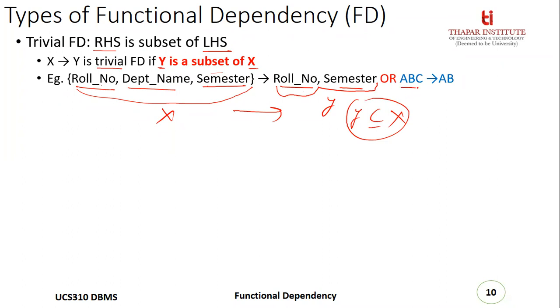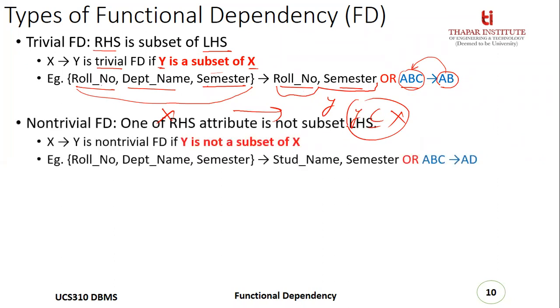Here you can see ABC. This is a set of attributes determining AB. So AB is a subset of this whole ABC. So that's why this dependency is also called a trivial dependency. Okay. Now another dependency is non-trivial dependency.